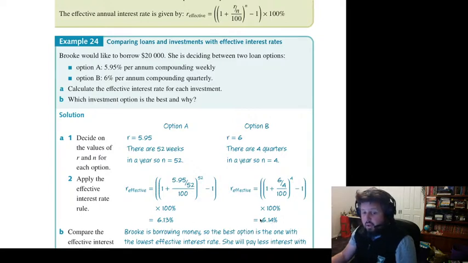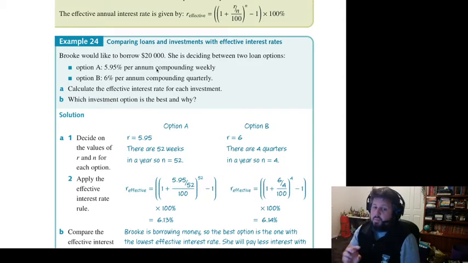All right, they are close, but if you want to invest money, you want to be getting the higher interest rate. And out of those two, the higher effective interest rate is the 6.14%. So in this particular case, oh, sorry, she wants to borrow money. Well, I was reading it wrong. Sorry, I thought she was investing the money. She's borrowing the money. When you're borrowing the money, you want to be paying the lower interest rate. Ooh, I nearly got that wrong.